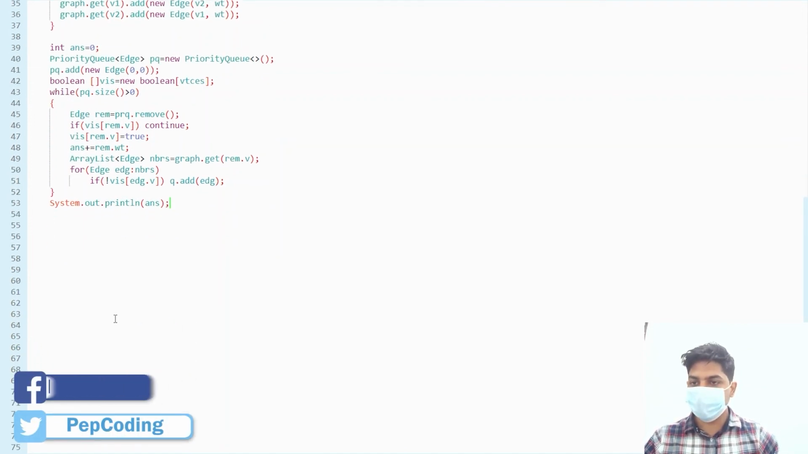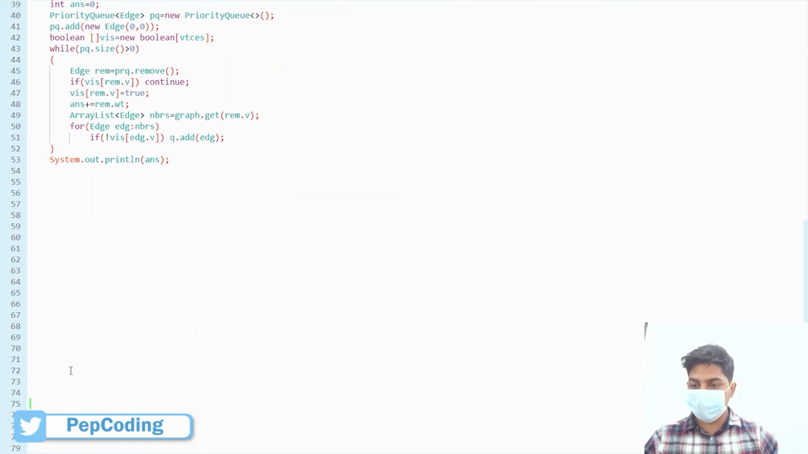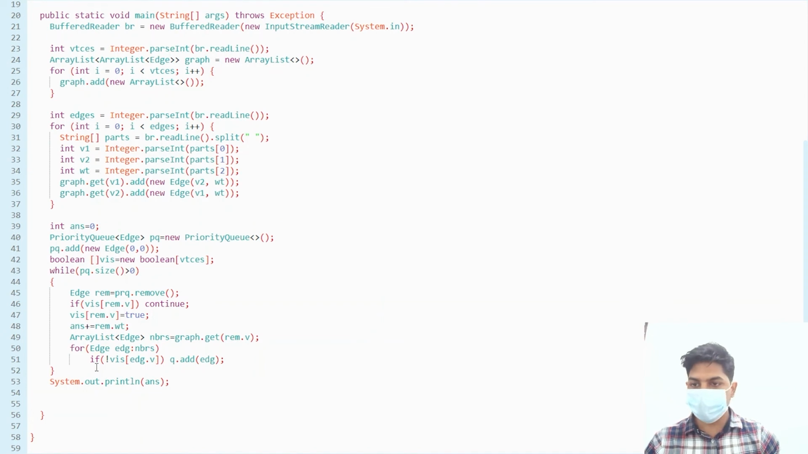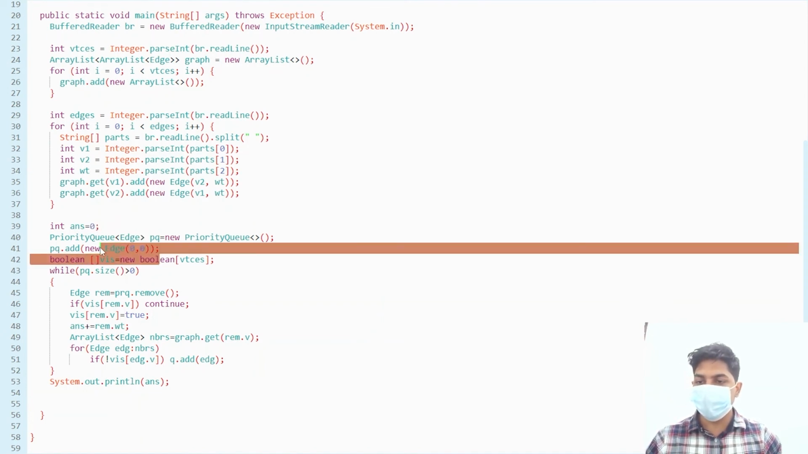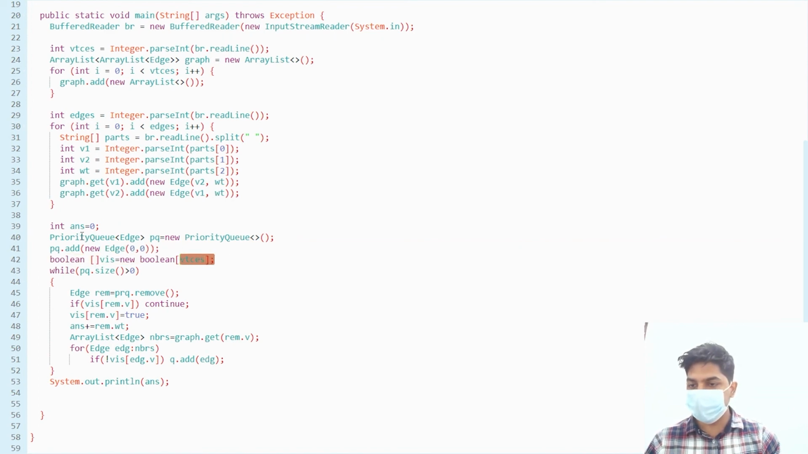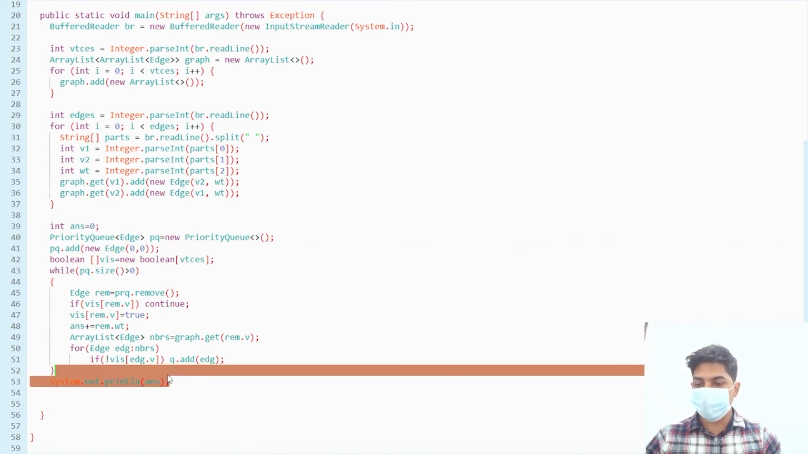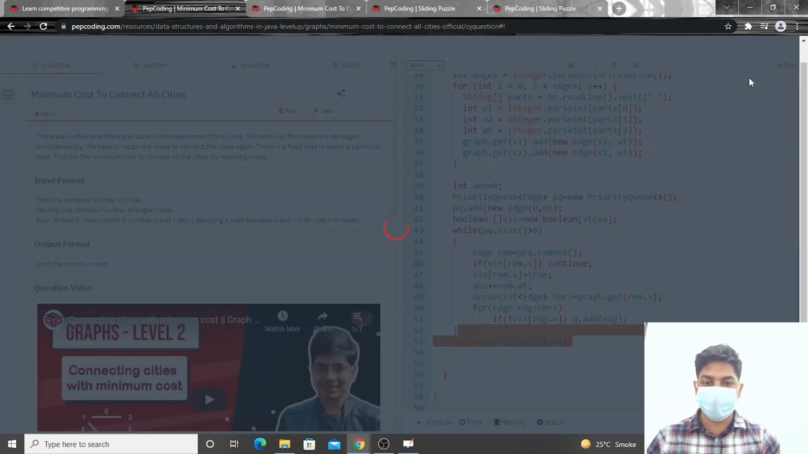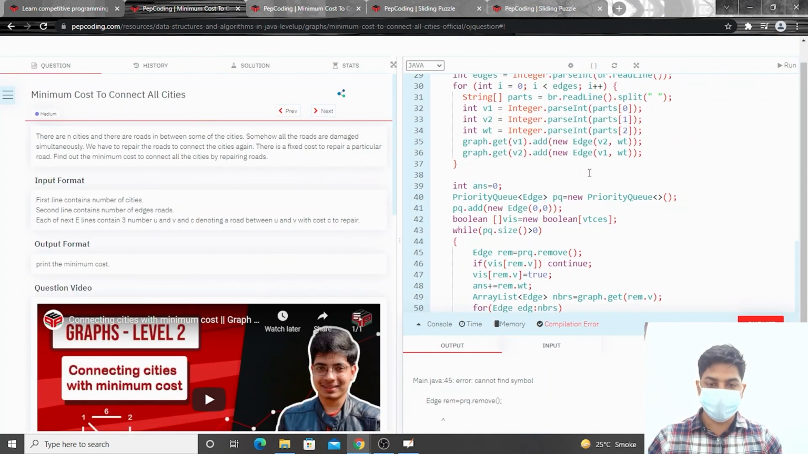Okay, so I guess we are almost done with the code. Let's check whether we have written everything or not. We have made the priority queue, we have added into the priority queue, we have made a visited array, the answer, and added the cost. Now let's try to run this code and see if there is any mistake.